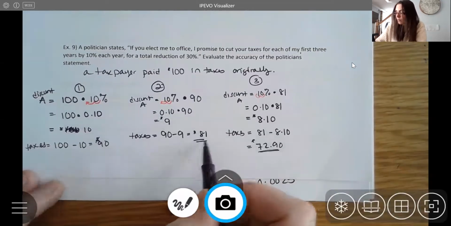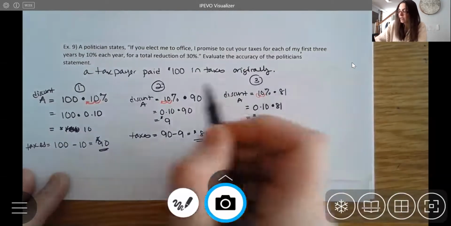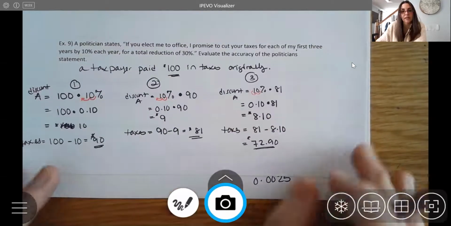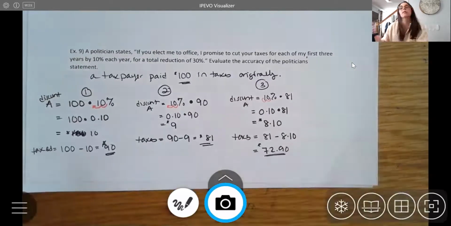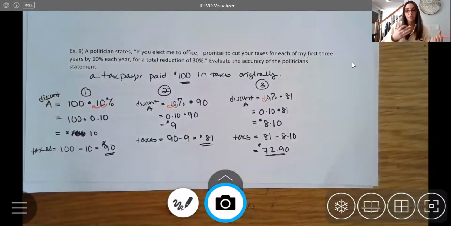So this person is still seeing a good discount, right? So if this is someone that they're voting for because they really want to see their taxes discounted, then they're still seeing a nice discount here, right? They started with $100, and by the end of the 3 years, they're only paying $72.90. But is this 30%? And I'll tell you right now, it's not 30%.